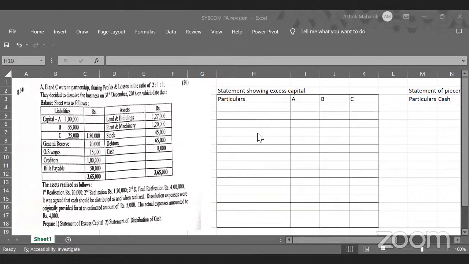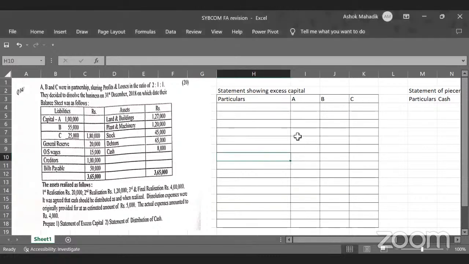So this question we have to solve in two stages. Stage one is prepare statement showing excess capital. In this statement, we take only partners. You can see in this sum, three partners are there, A, B, and C. So this statement will give us the order to be paid in which we have to pay these A, B, C partners. Who will be paid first, who will be paid second, and who will be paid at the end, or in which proportion we have to pay them.